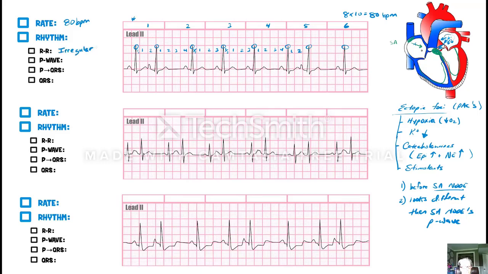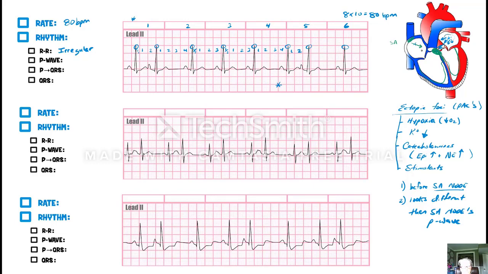Remember I told you that there's pretty much not that many irregular rhythms. The main one is going to be AFib. Other ones can be these types of ectopic rhythms like PACs, PVCs, and another one called multifocal atrial tachycardia. So there's not a lot of irregular rhythms. This is one of them.